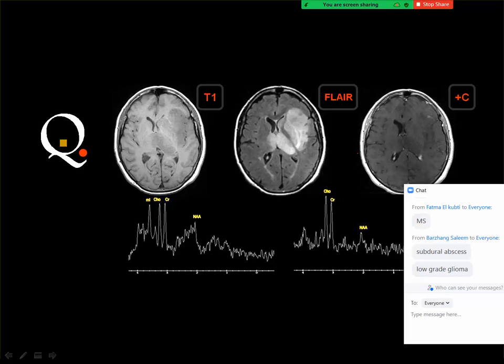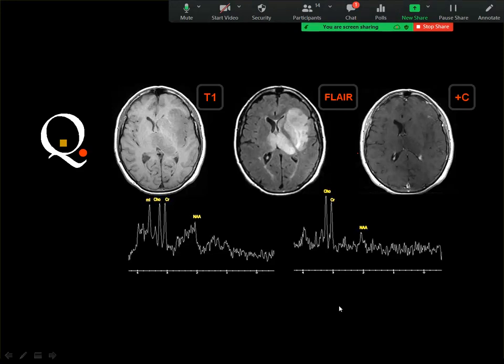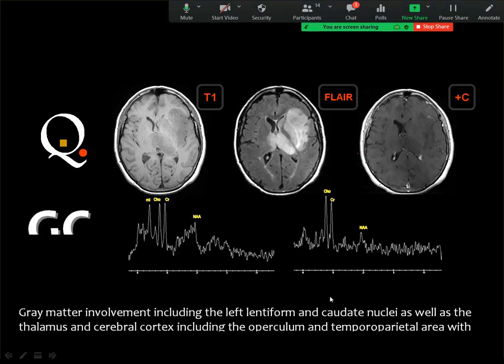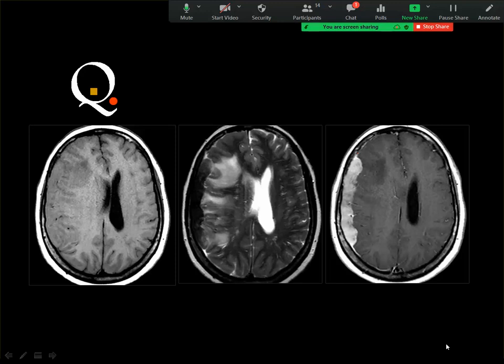Yes, this is low-grade glioma, but I have mentioned that if you see that this glioma is affecting three lobes or more, you need to consider the possibility of gliomatosis cerebri or infiltrating glioma. And here you see that part of the frontal lobe is affected, part of the temporal lobe is affected, the thalamus is affected, and the contralateral thalamus is affected. Then you say that this is gliomatosis cerebri or infiltrating glioma.